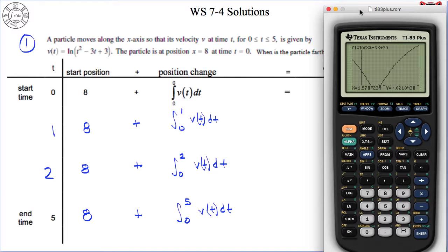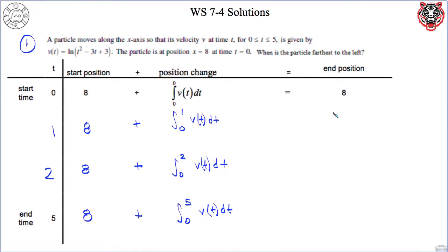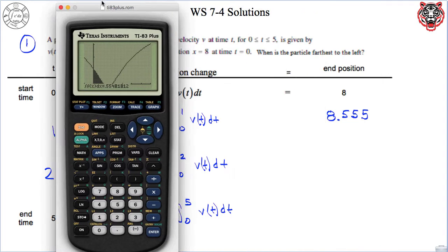For this next one, I'm going to go second trace, so the calculation, and I need to calculate the integral, so I'm going to hit 7. And it's asking for the lower limit, so it's between 0 and 1, so lower is 0, enter. Upper is 1, enter. And it's going to shade in this area. It's going to tell us that's 0.5548, so round to the 3rd decimal place, 0.555. So 8 plus that is 8.555. So this is going to be 8.555. And I'm going to move this over here.